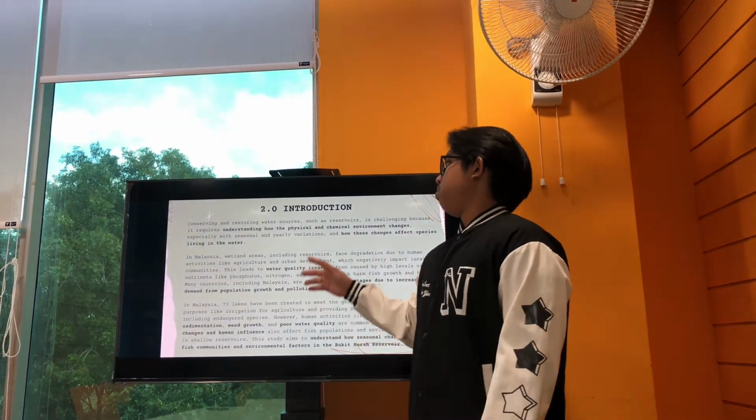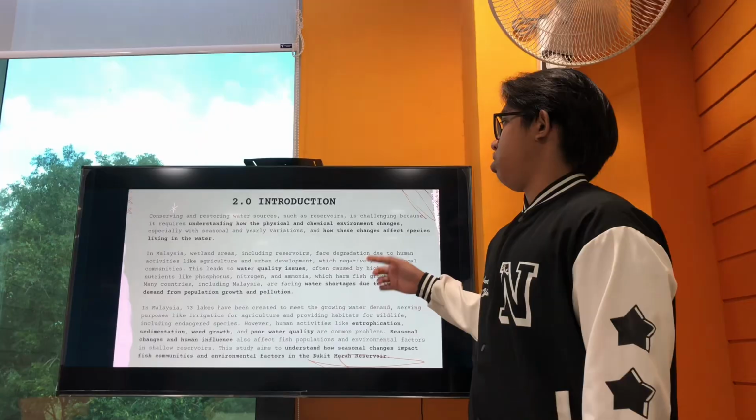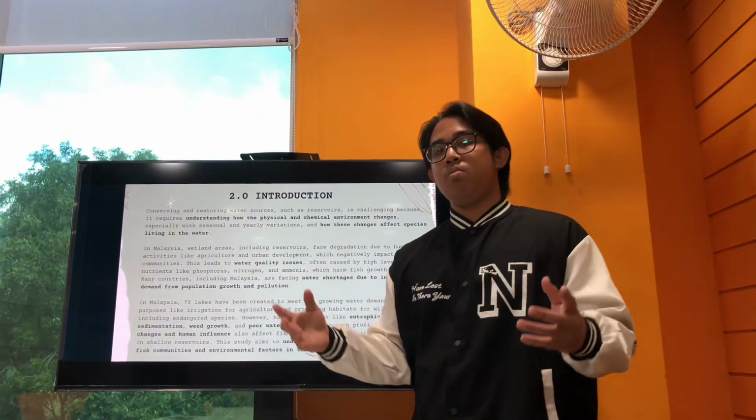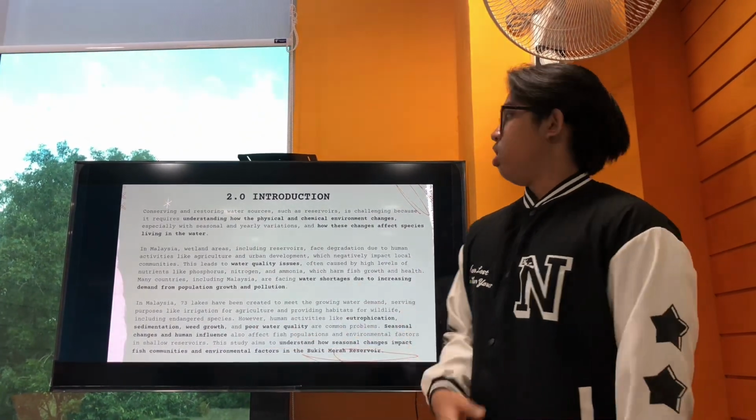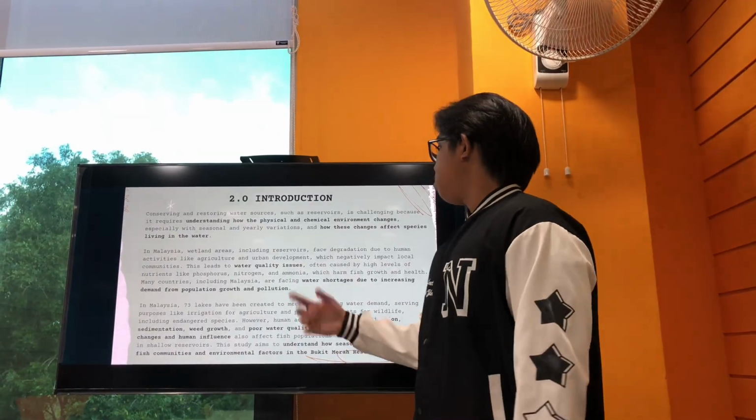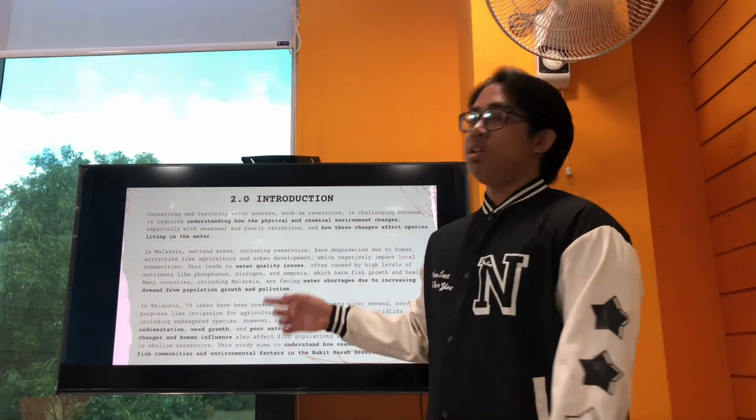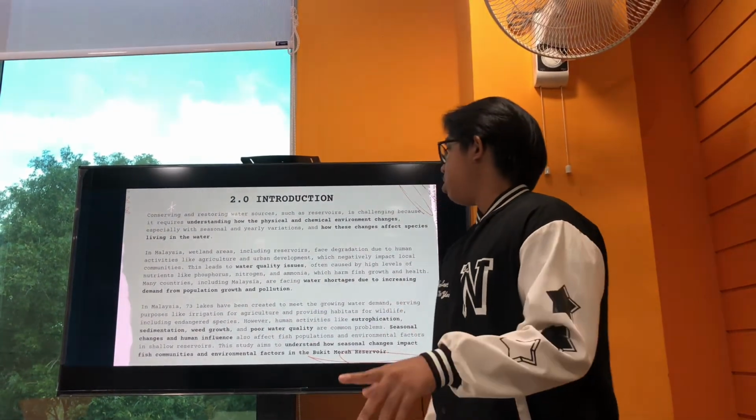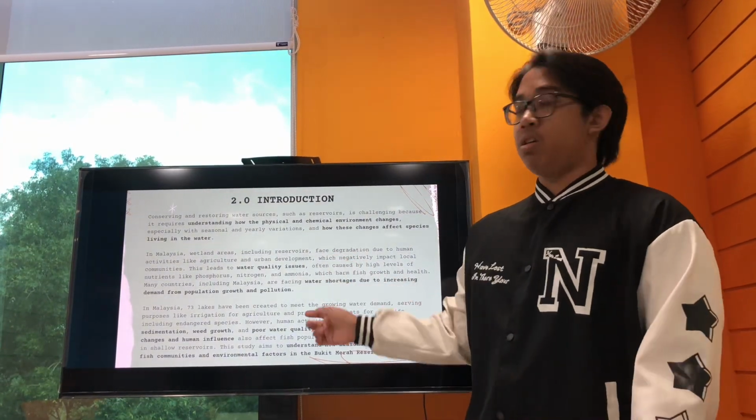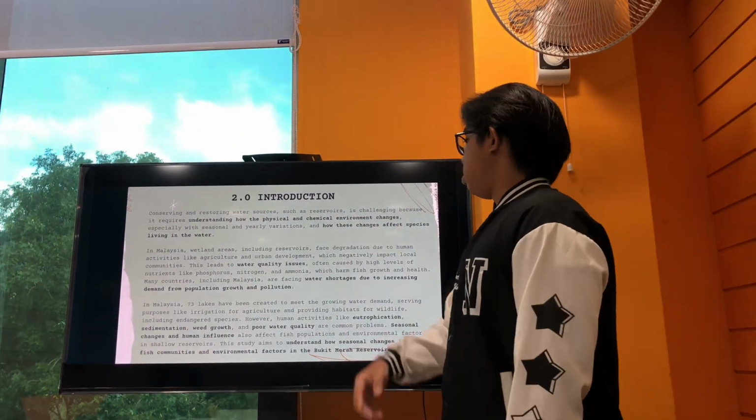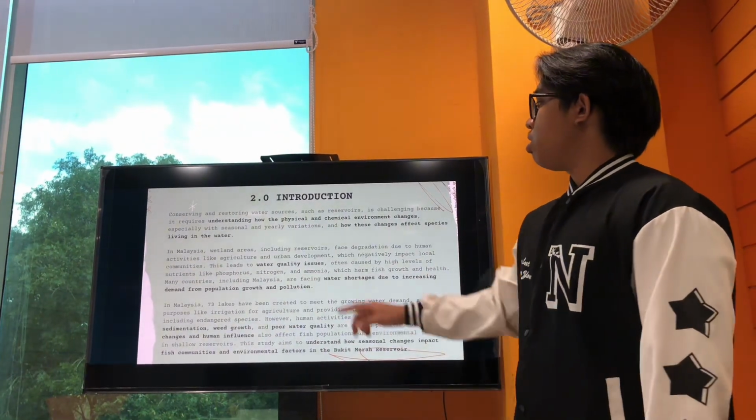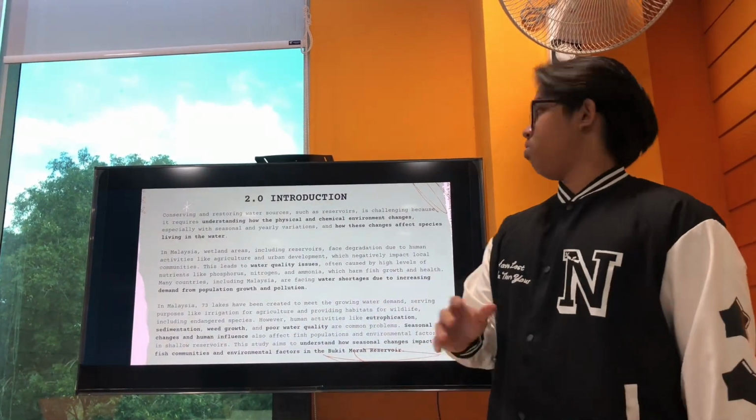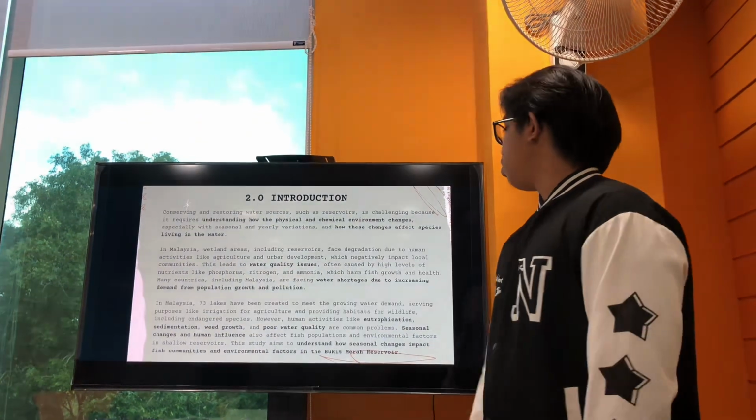This article is about conserving and restoring water resources such as reservoirs. It is challenging because it requires understanding how the physical and chemical environment changes, especially with seasonal and yearly variation, and how these changes affect species living in the water. In Malaysia, wetland areas including reservoirs face degradation due to human activity like agriculture and urban development, which negatively impacts local communities. This led to water quality issues, often caused by high levels of nutrients like phosphorus, nitrogen, and ammonia, which harm fish growth and health.